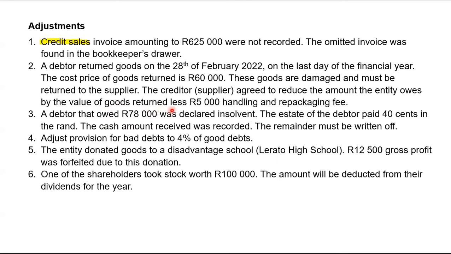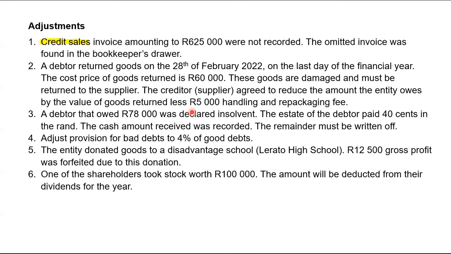We have done that. Now they say they're going to reduce what we owe them only less than. So the cost price was 60,000, right? But they want to reduce it by 60,000. They will reduce it by 60,000 less 5,000. Hmm. And I already recorded the 60,000. But according to this, I was supposed to reduce my creditors control by 55,000.